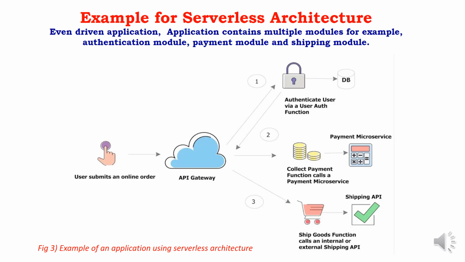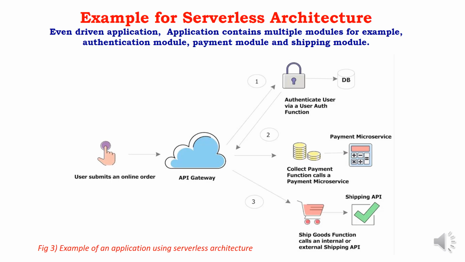Now, let me explain the serverless computing with an example. If we consider the application of an online order, for example, assume that the application contains three modules: authentication module, payment module, and ship goods module. The modular application is submitted to the FaaS platform. The functions get executed through API gateway.